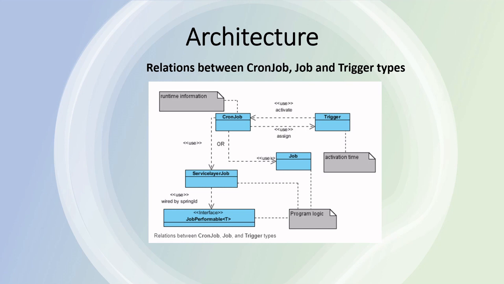So all these, with the job and job performable, we can achieve these things. And then the last is the trigger. In a trigger, there is often a need to trigger an execution of a specific logic again and again, either on a regular basis or at once.